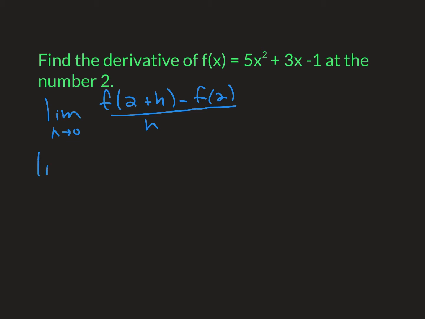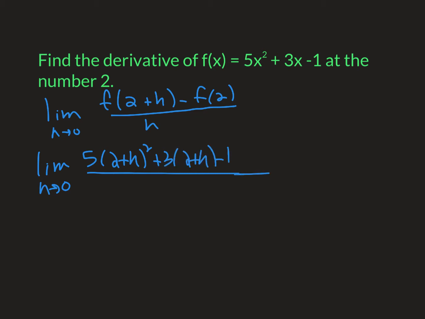So first thing, obviously I have to plug in the 2 plus h. It's going to look like 5 times 2 plus h squared plus 3 times 2 plus h minus 1. And then I'm going to plug the 2 in. If I plug the 2 into that function, I'm just going to get 25. So minus 25, I just plugged it in my head real quick, and over h. Now I have to work all that algebra out.